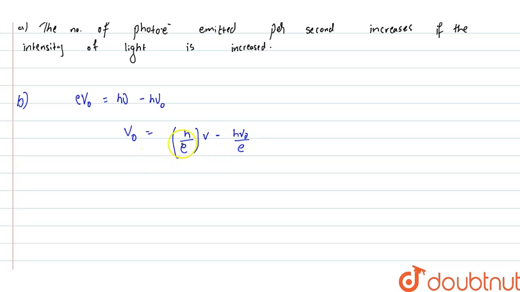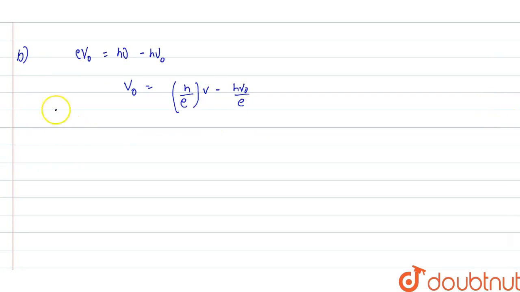So V0 versus ν, when we plot this graph, as V0 increases, this means that the kinetic energy of the electrons is also increasing. That is why we have a constant slope h/e. So V0 versus ν is a straight line with a constant slope h/e.